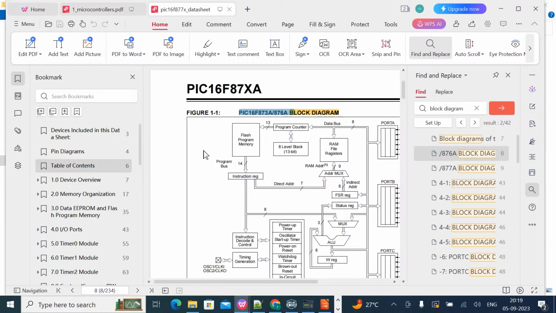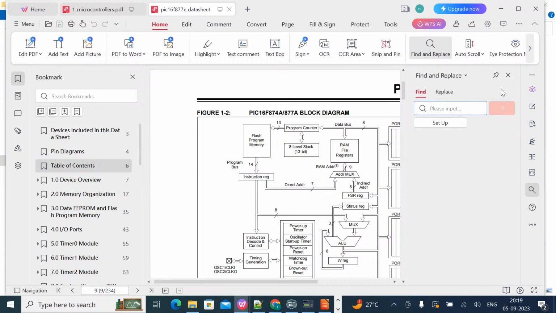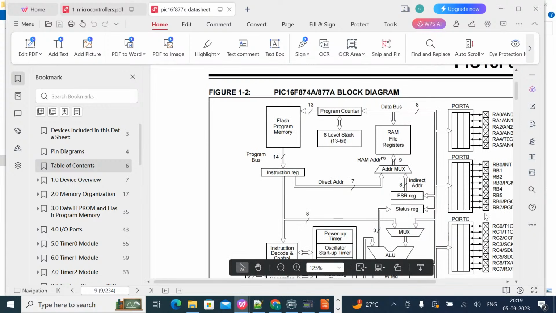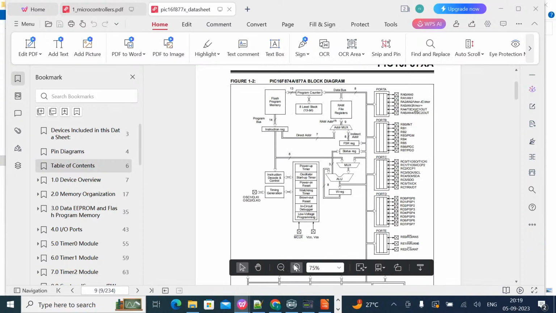Can I refer to it for the PIC16F877A? No. It is for the PIC16F873A and 76A, not ours. Let me go here, this one. Can I refer to this one? It is for the PIC16F877A? Yes, it is. Fine.